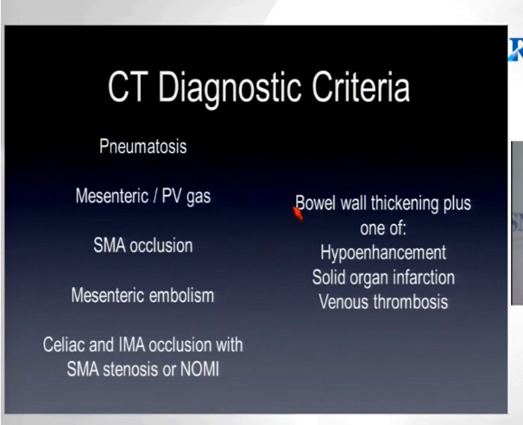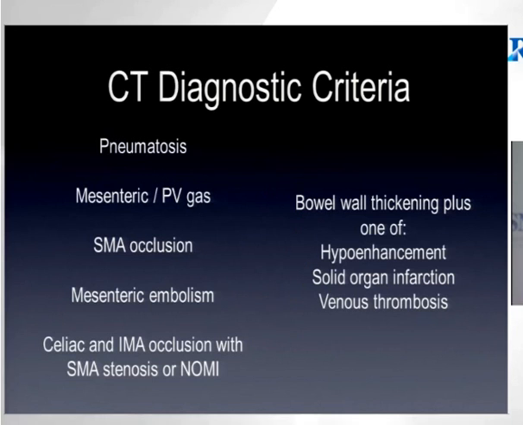Alternatively, if you have any bowel wall thickening plus any one of hypoenhancement, solid organ infarction, or venous thrombosis, you can accurately make a diagnosis. Now, I know some of you are thinking, well, wait a minute. He just told me a few slides ago that these are all fairly specific findings. Why are we combining things and making things overly complex? And there is a method to the madness here.